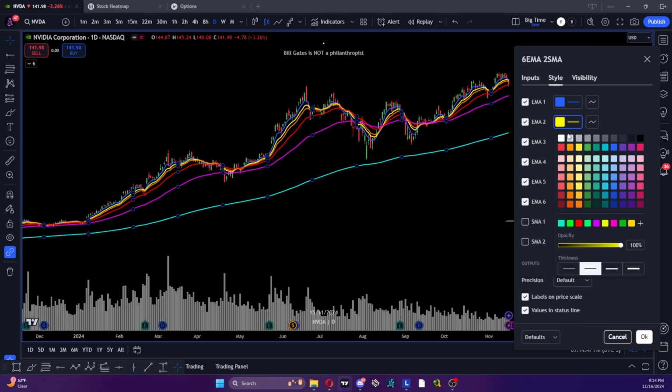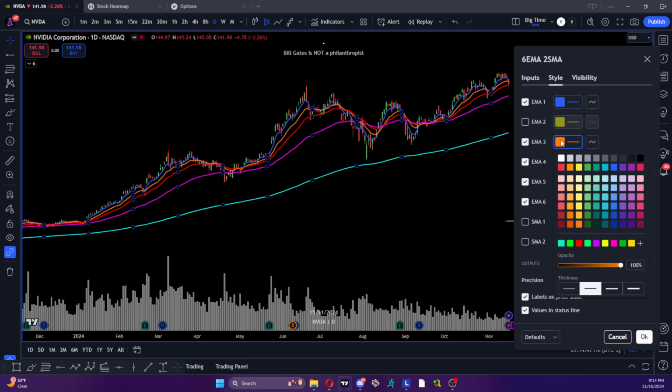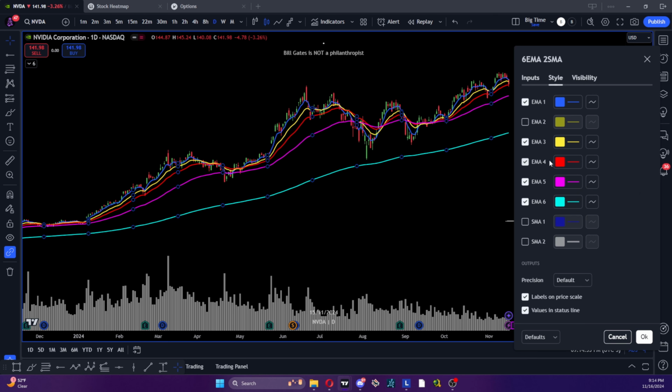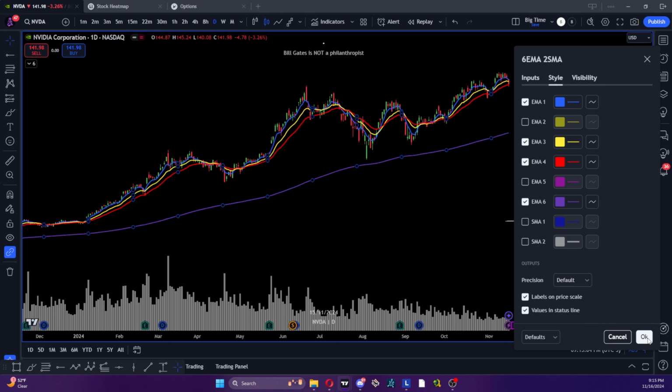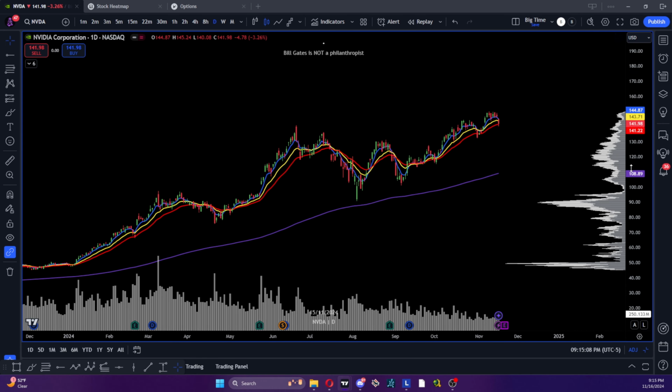You turn the two off. Turn that one off. The three, make it yellow. The four, make it red. And the six, turn off the five, and the six, make it purple. Okay, so I turned off your SMAs, right? Here are your exponential moving averages.